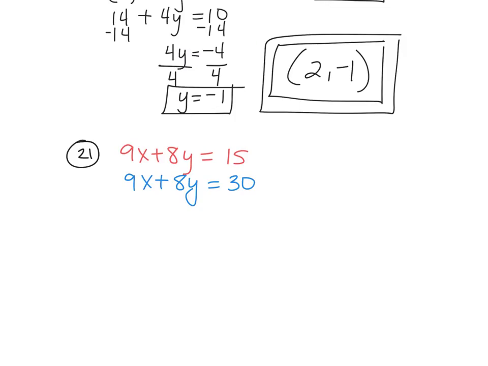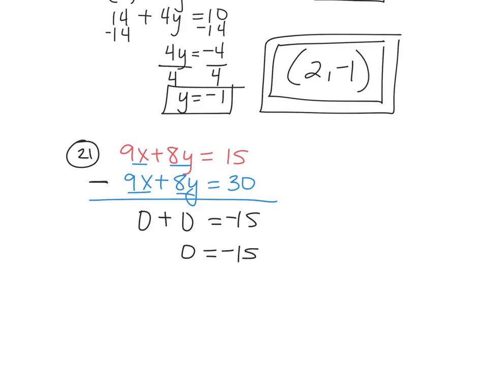Okay, for 21, you have 9x and 9x, and 8y and 8y. So really what we can do here is just subtract them. You could change the sign of each one, but on this type of problem where everything's getting rid of, it's just easier to go this way. So if I subtract these, this is 0. 8y minus 8y is 0. 15 minus 30 is negative 15. So I get 0 equals negative 15, which is not true. So then your answer on that is no solution.